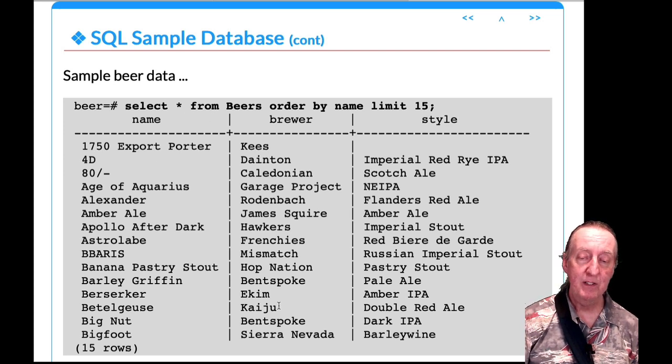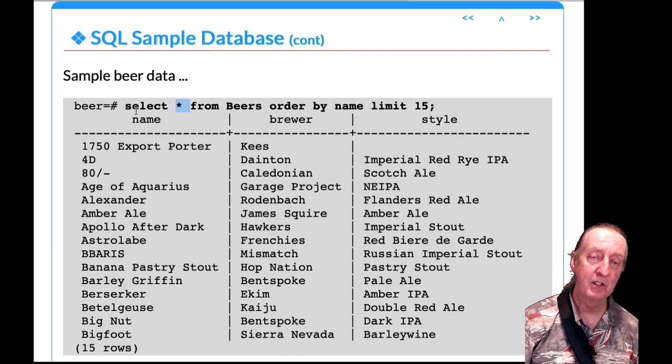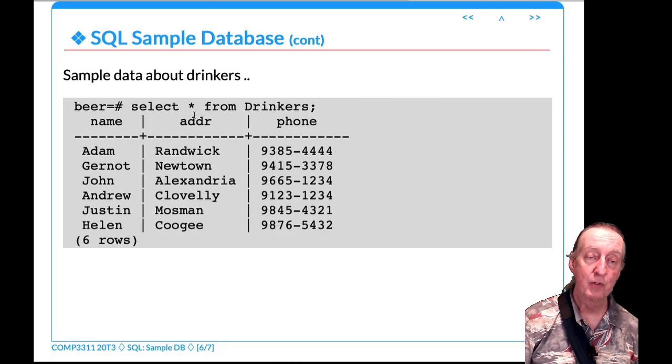Right, here's the first 15 beers in the beers table. So get all the information. Star means all attributes. If you don't understand this, don't worry. The point of the next few videos is to explain all this stuff. But we're ordering by the name, and we're just taking the first 15 beers from the table. So you can see we're only up to B, so there's a fair few beers available. All right, the drinkers table.